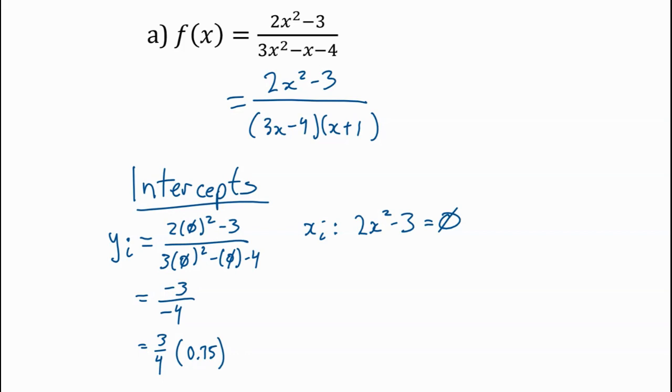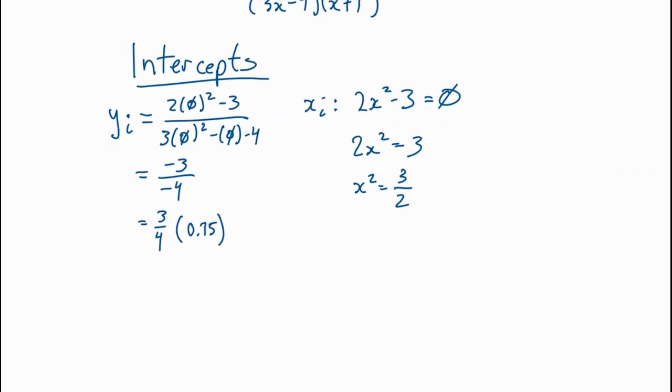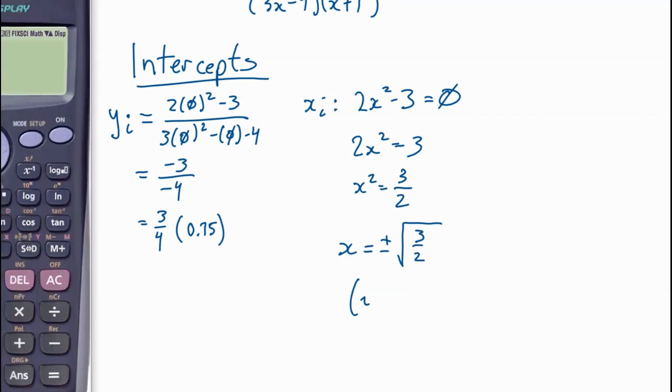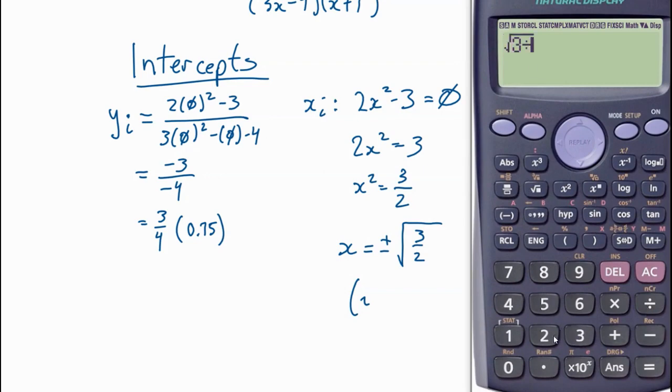I'm going to isolate for x squared, so I'm going to move the 3 over, divide by 2, and then, we're not done. Square root of both sides. What do we have to remember when we take the square root of both sides? There's 2 of them. Very good. And I am going to get the decimal version of this. Square root of 3 divided by 2, approximately 1.2.